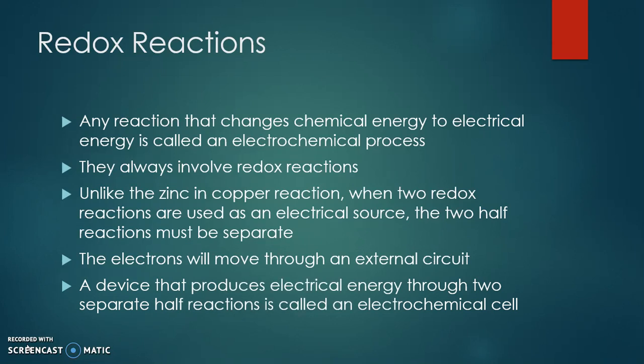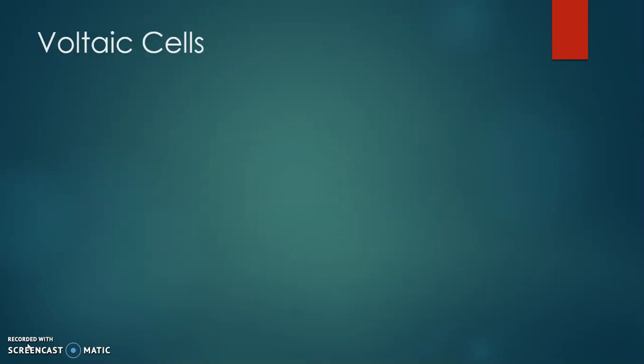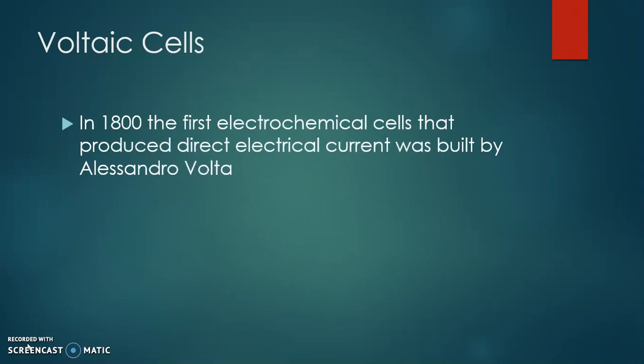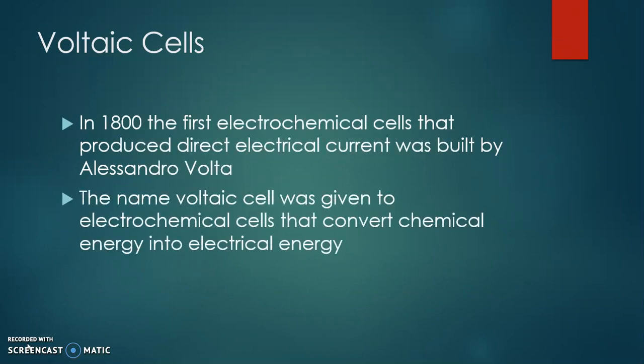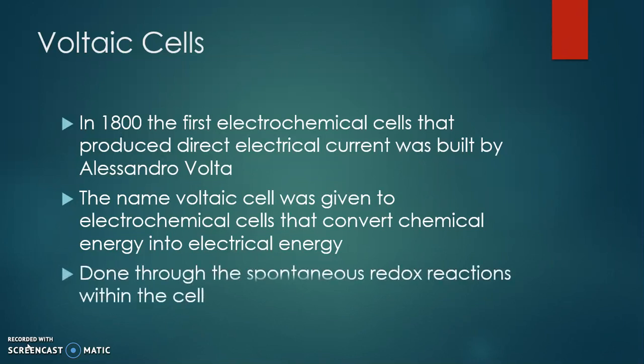And so any device that will produce electrical energy through these two different half reactions, the oxidation and reduction half, is called an electrochemical cell. The first person really to notice this electrical energy coming from chemical energy was Alessandro Volta back in 1800. So now any reaction that involves taking chemical energy and converting it into electrical energy is called a voltaic cell after Alessandro Volta. And it's again done through these spontaneous redox reactions, in the forward direction as they prefer to occur, with one substance being oxidized and another substance being reduced.